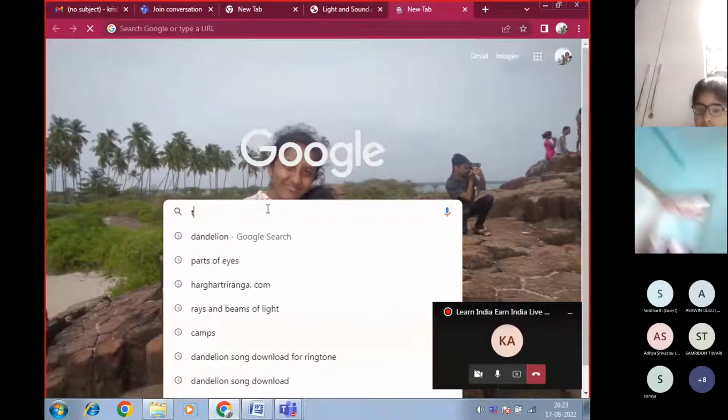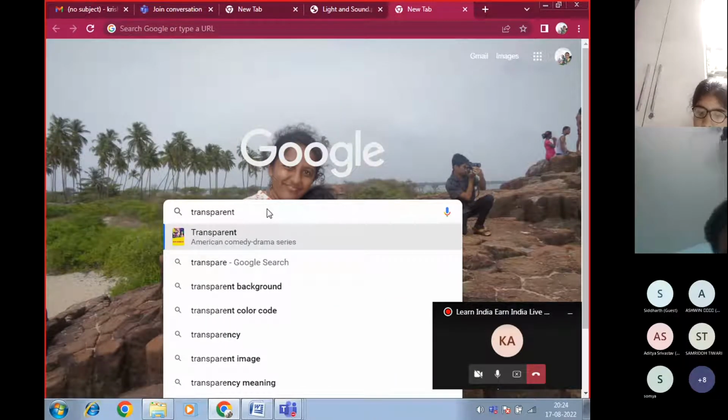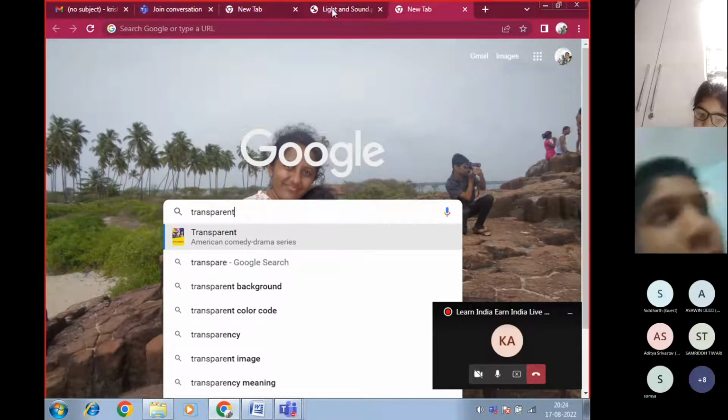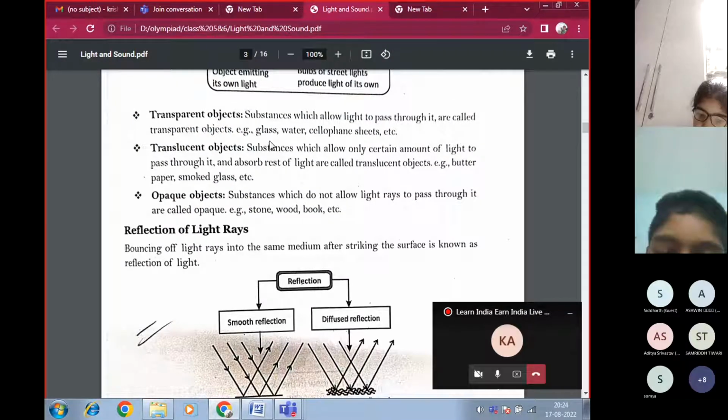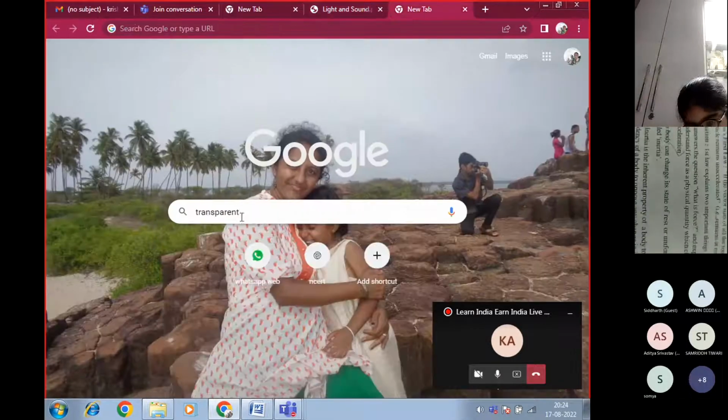So transparent objects, let me show here only. Transparent objects, for example, are those which will allow the entire light to pass through them. For example, glass, water, and these sheets.